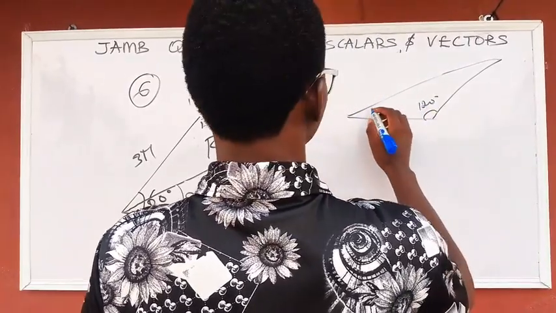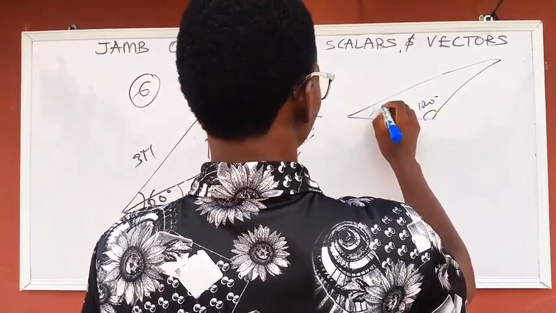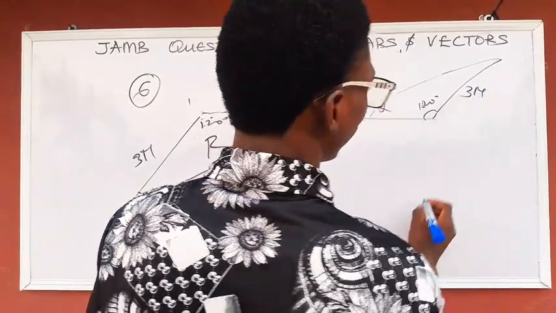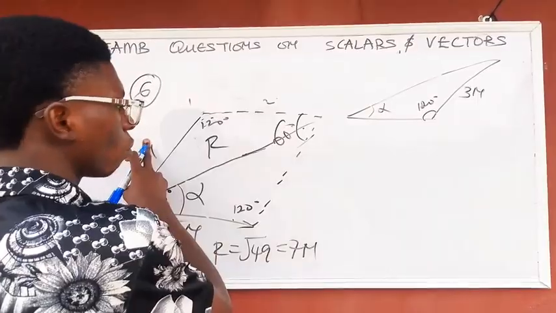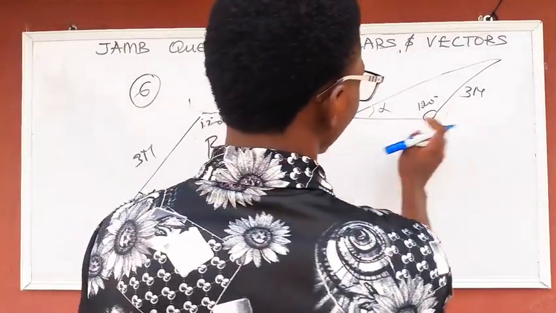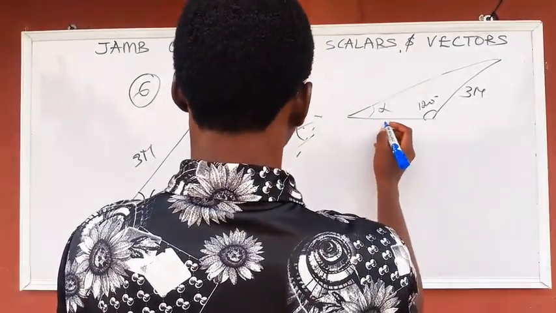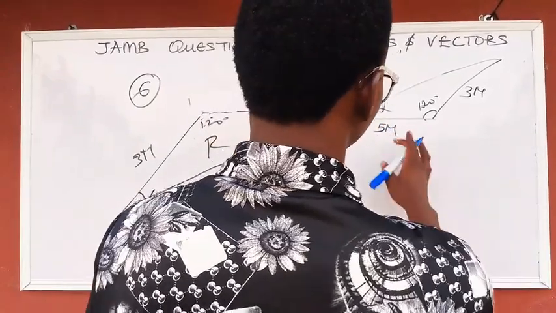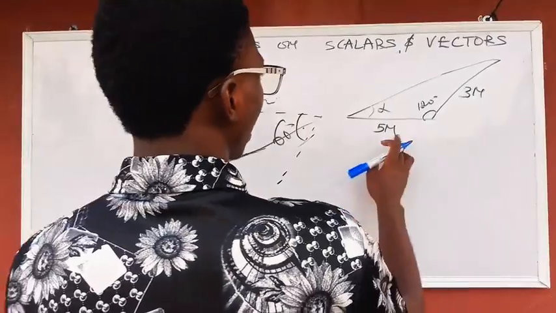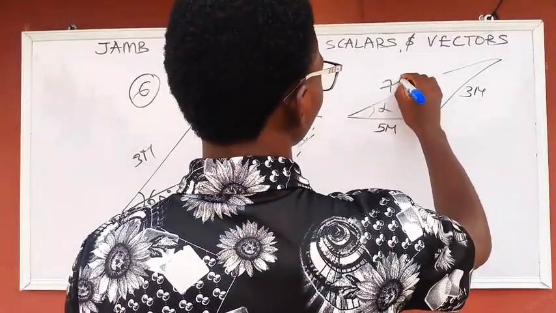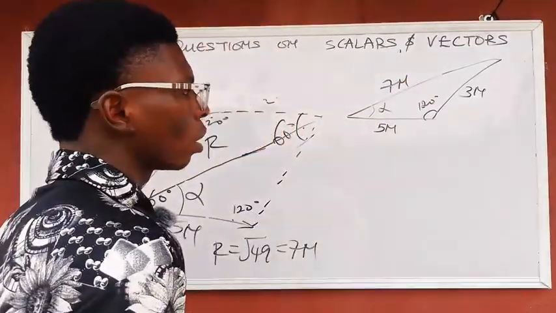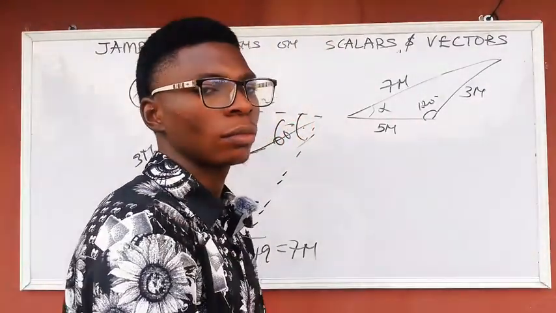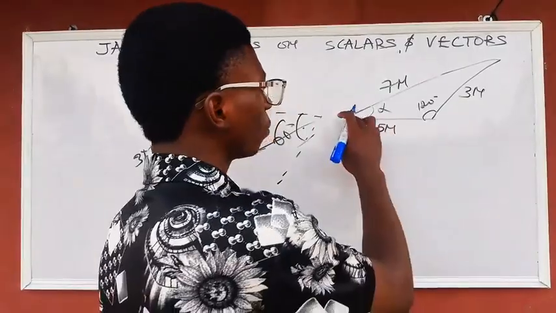120 degrees and theta. This side will be 3 Newton. Don't forget, the sides of a parallelogram are equal. This one will be equal to this side, 3 Newton, and this one too is 5 Newton. Are we together now? 5 Newton. And this side we have gotten as our resultant, 7 Newton. So we are going to be using the sine rule to find this angle.